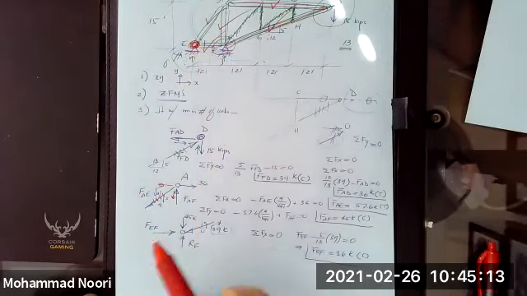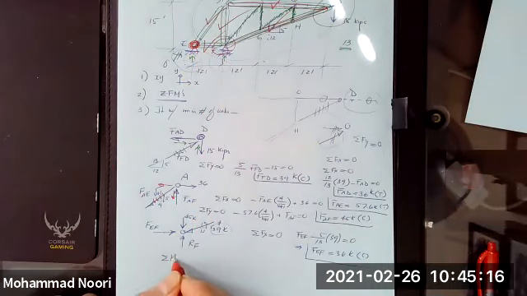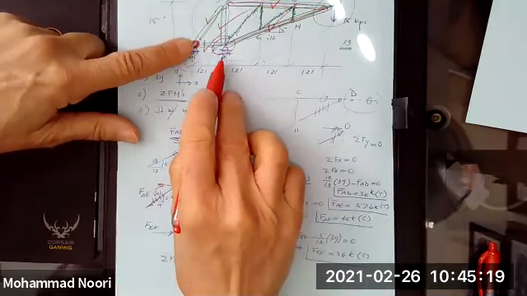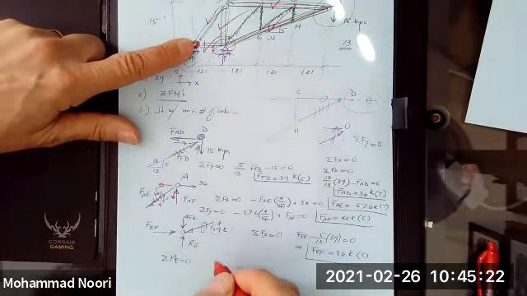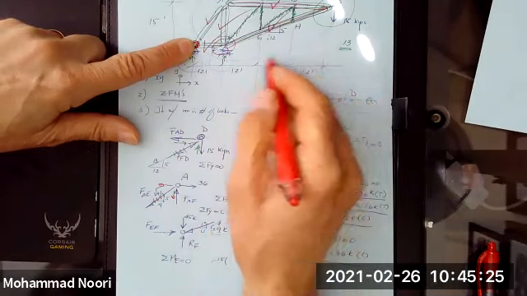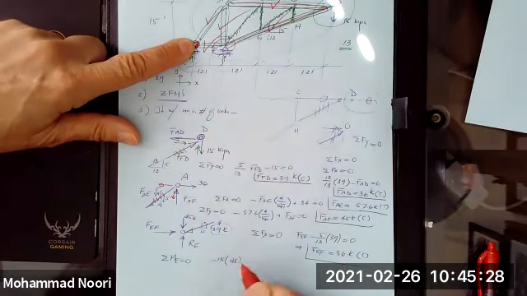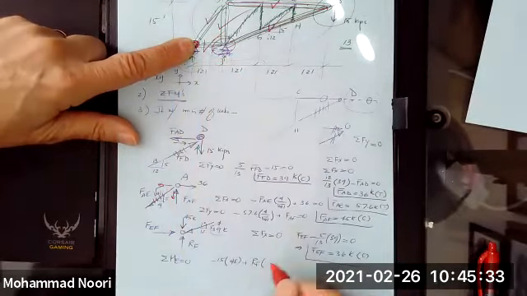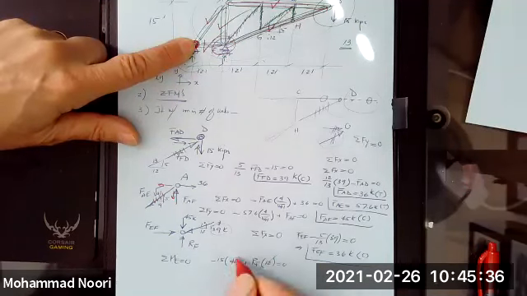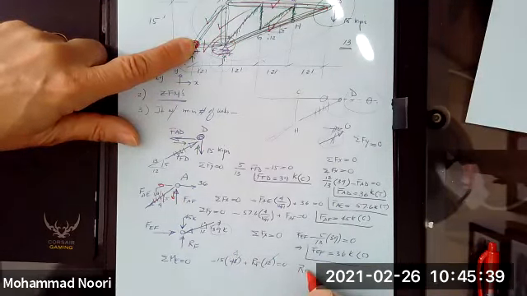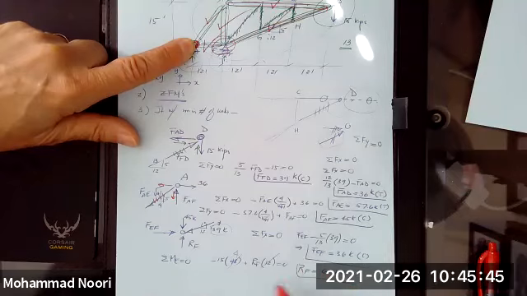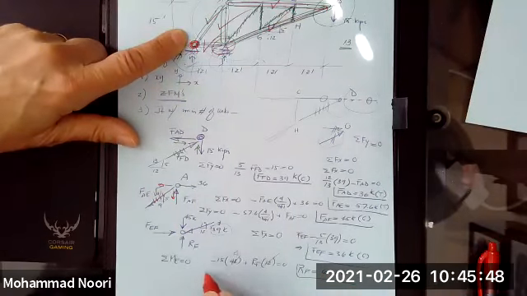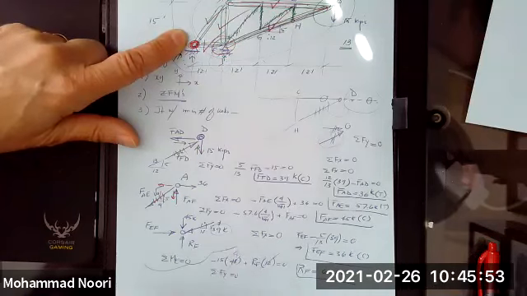I take summation of moments at E equal to 0 in order to find this guy. So I have negative 15 times this distance, which is 48, plus RF times 12 equal to 0. So RF comes out to be 60 kilonewton, and then writing summation of forces along Y equal to 0.